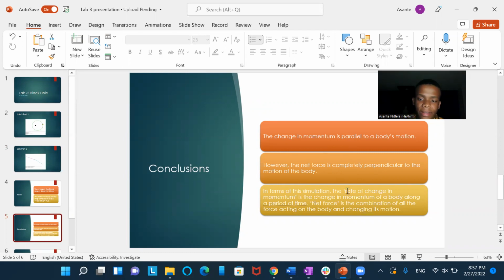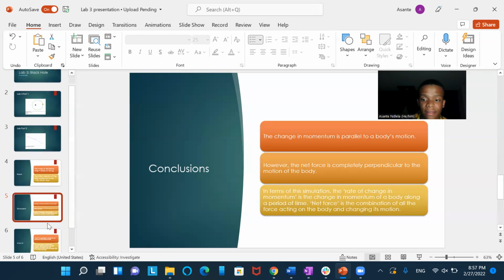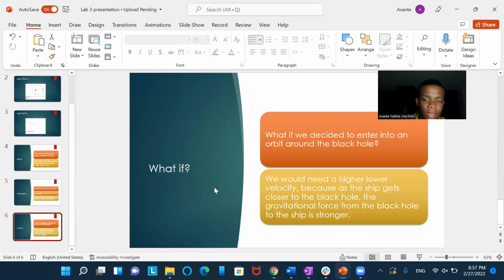In terms of this simulation, the rate of change seems to be the change in momentum along a period of time. And net force can be defined as a combination of all the forces acting on the body and changing its motion. So what if we decide to enter into an orbit around the black hole?